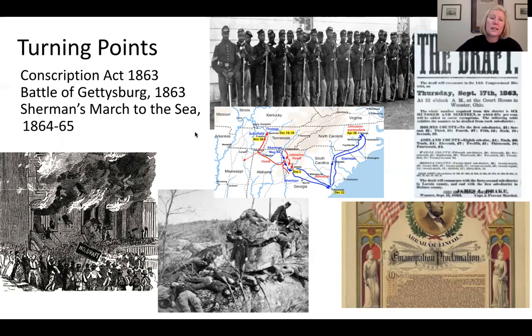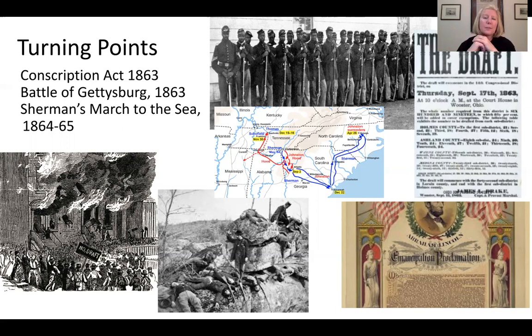We're also going to see that another big turning point is going to be Sherman's march to the sea. So in that, we don't have a picture here except our map, but General Sherman and General Grant are basically going to divide themselves up.